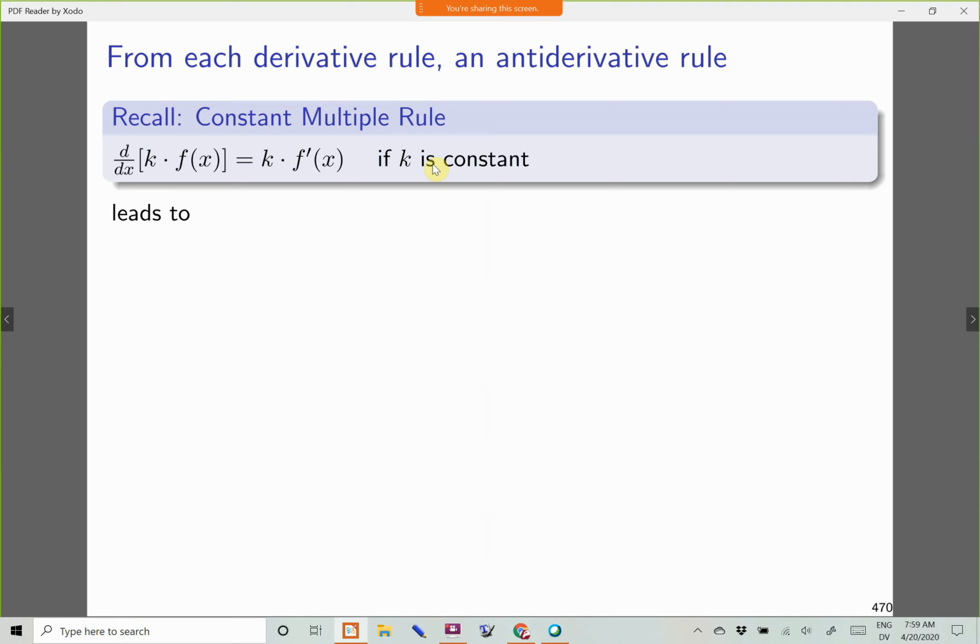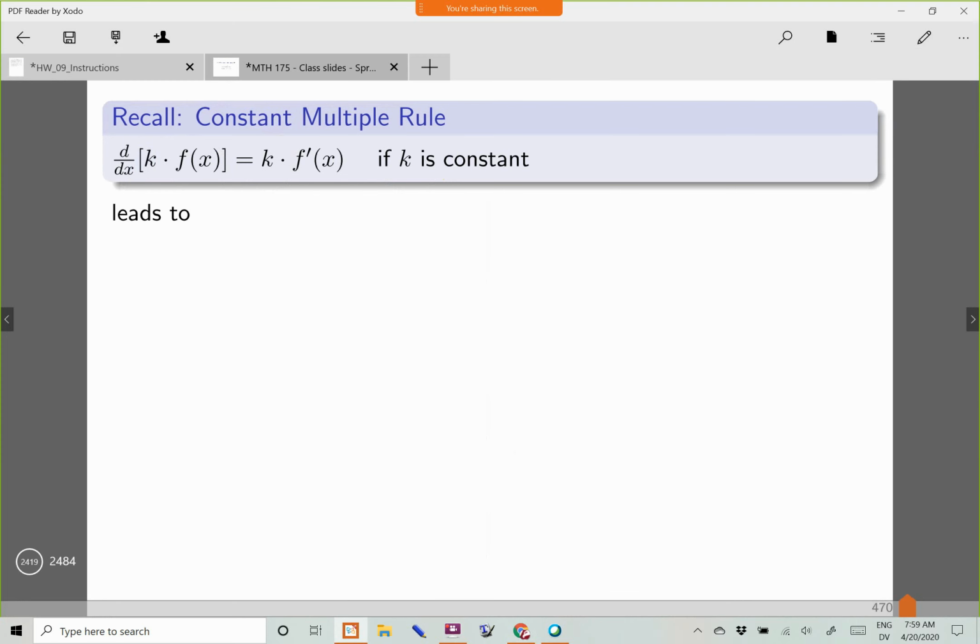Alright, what you heard last Thursday was that each derivative rule leads to an antiderivative rule. We'll look at quite a number of our derivative rules and see how we undo that derivative rule. So for instance, from back in the past, we had the constant multiple rule. If you have k as a constant, then taking the derivative of a constant times a function is copy the constant, there's no prime on that k, and then differentiate the function.